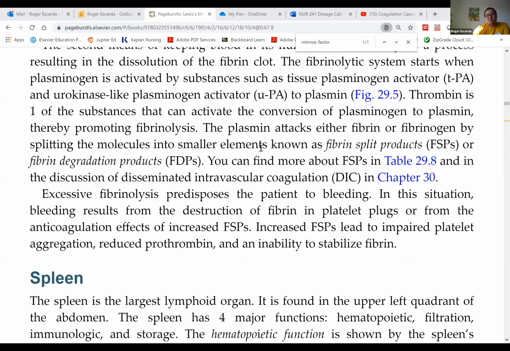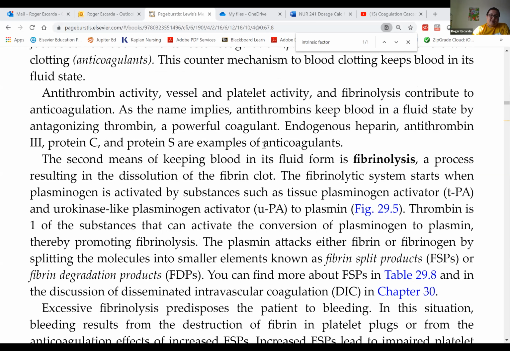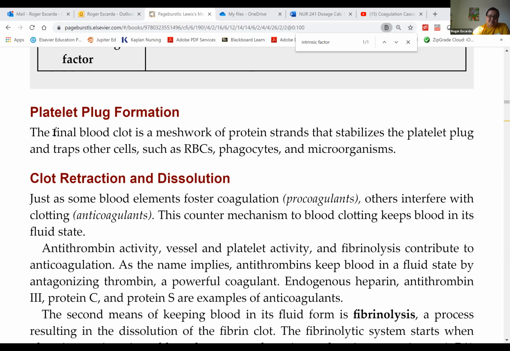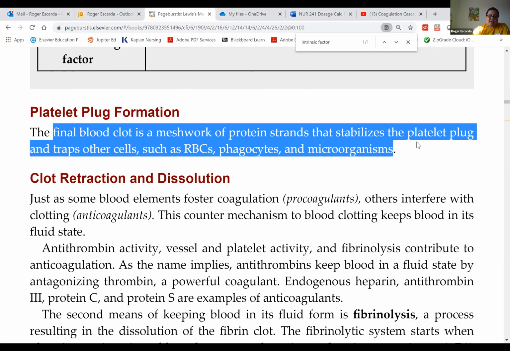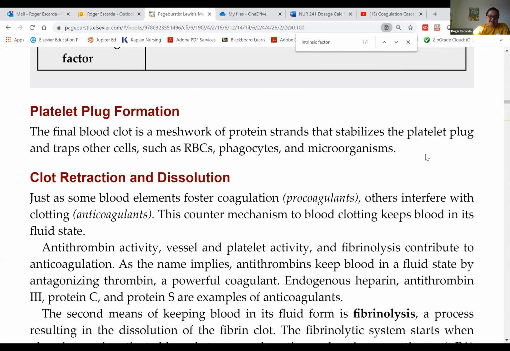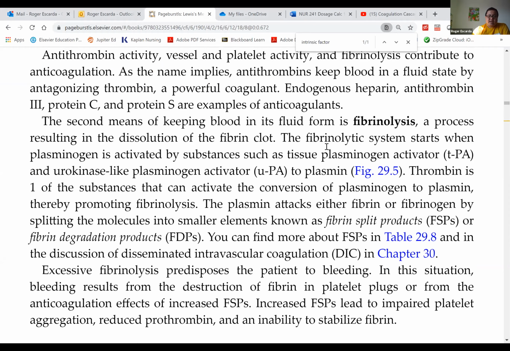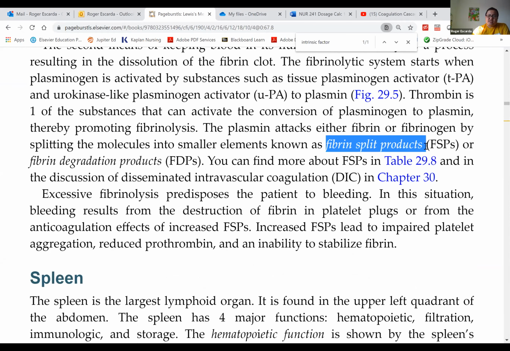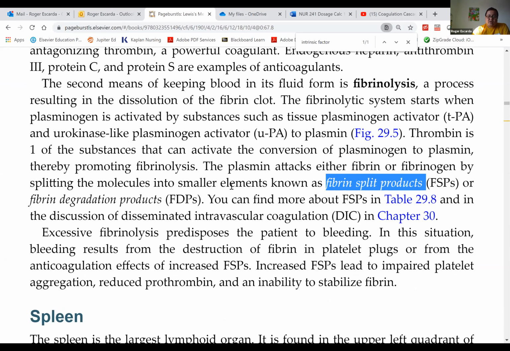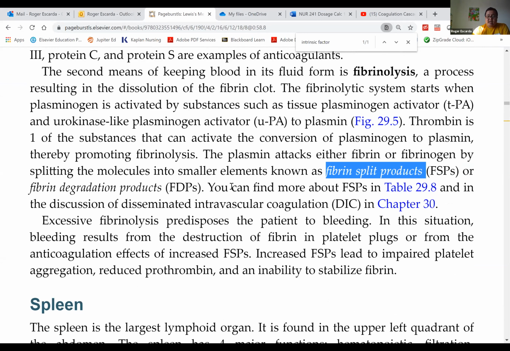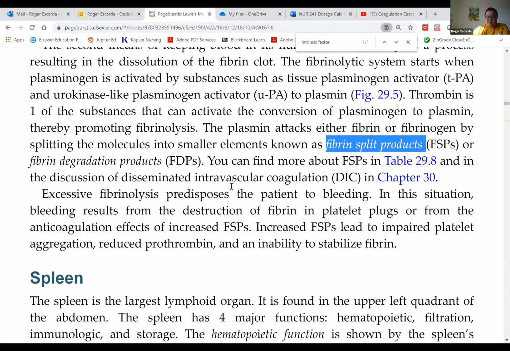One of those products, by the way, when you degrade fibrin, so we have a fibrin clot right here, okay? So now you have that stable fibrin clot. When you dissolve fibrin, you're left with fibrin split products. That fibrin split product is called, one of them is called D-dimer. Have you heard of D-dimers?